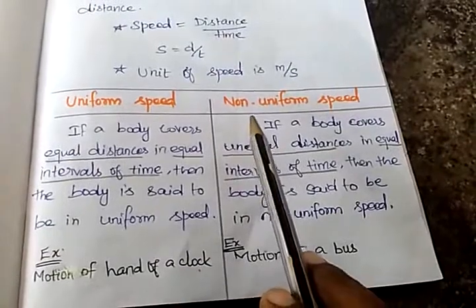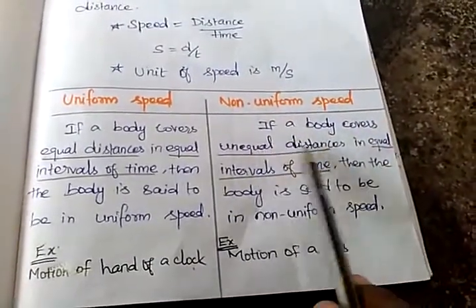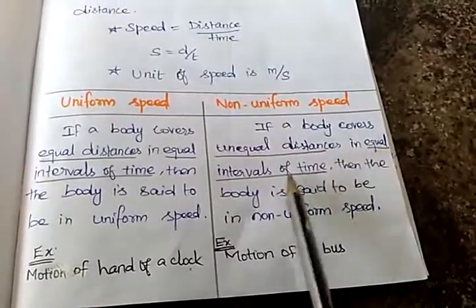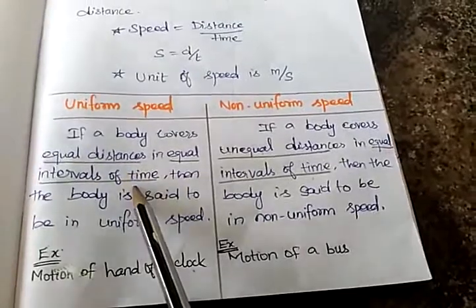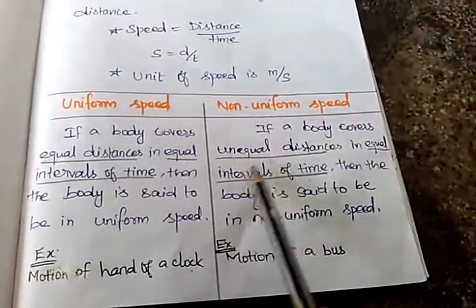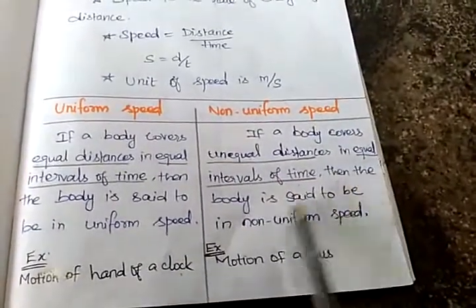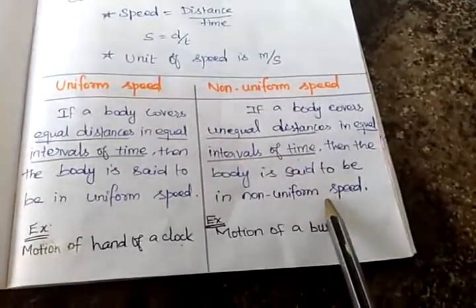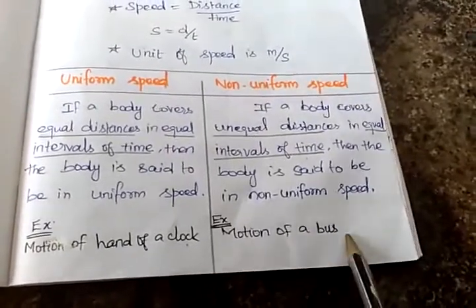Here we see non-uniform speed. If a body covers unequal distances in equal intervals of time, then the body is said to be in non-uniform speed. Uniform: equal distances in equal intervals of time. Non-uniform: unequal distances in equal intervals of time. Here we see an example: the motion of a bus.